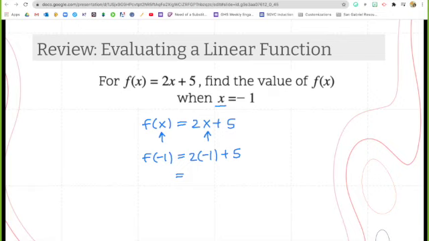So 2 times negative 1 gives me negative 2. And then I drop down the 5. And so negative 2 plus 5 just gives me positive 3. And so I know now that f of negative 1 equals positive 3. And that would be my answer. Alright, let's try the next one here.